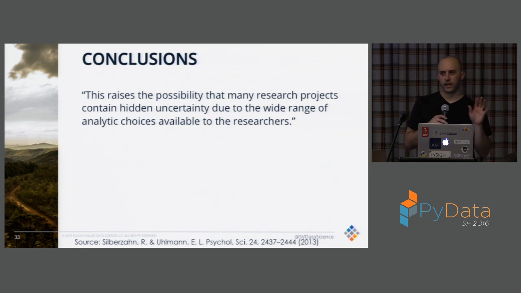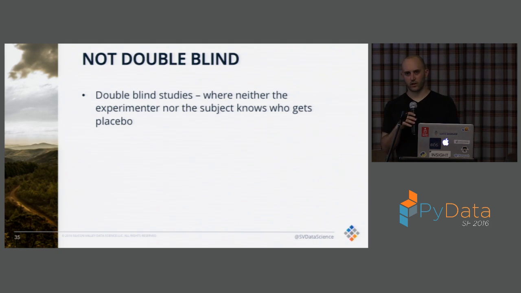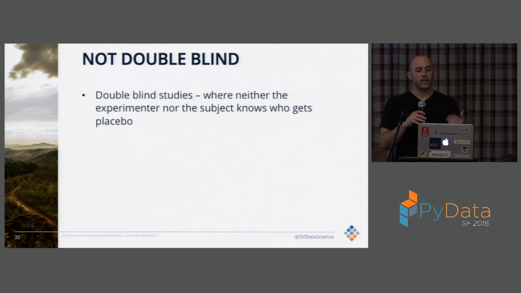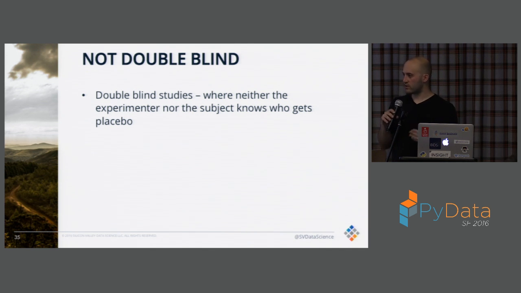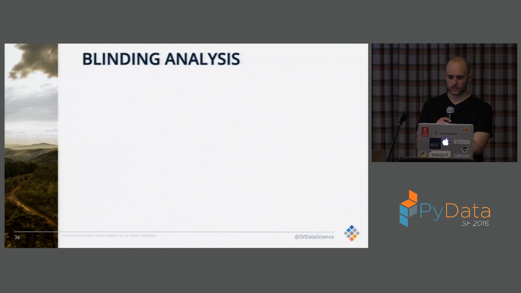So one way to help address this problem is something called blinding analysis. Now you might have heard of double blinding. Double blind studies are the gold standard in clinical trials and whatnot, where the experimenter and the subject, neither one knows who's getting a placebo and who's getting the actual drug, and so on. And that's not what I'm talking about when I say blinding analysis.